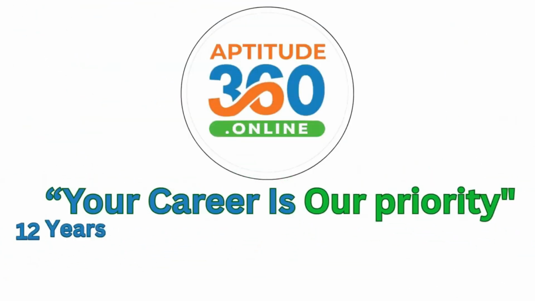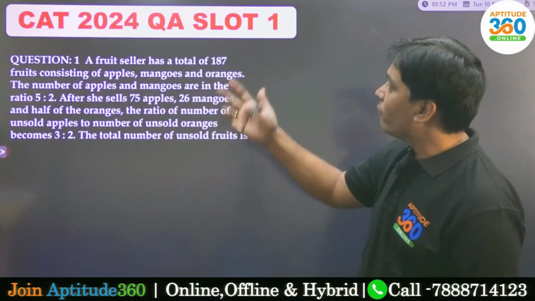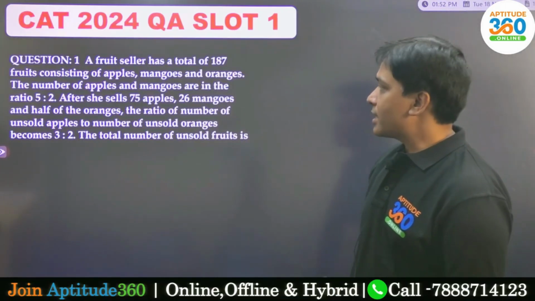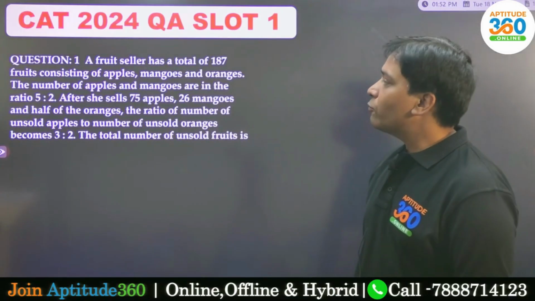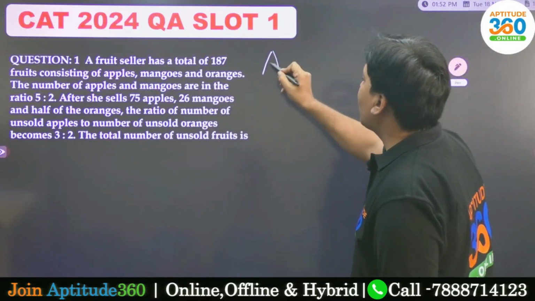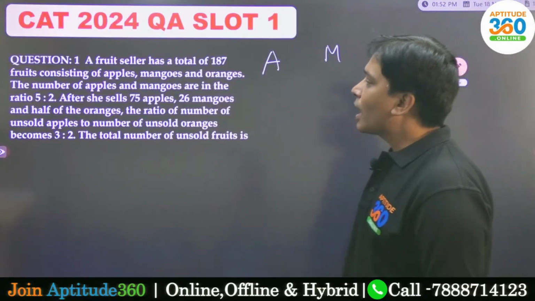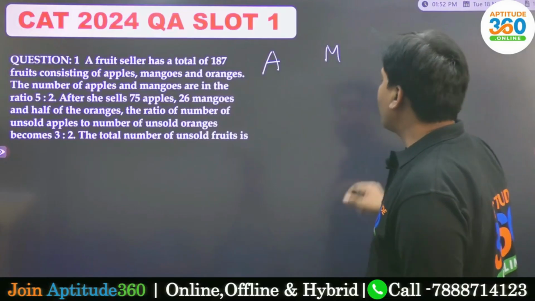So this question was asked in CAT 2024 slot 1 in QA obviously. Let us see this question. It says that a fruit seller has a total of 187 fruits consisting of apples and mangoes and oranges. So apples and mangoes and then oranges, right? The number of apples and mangoes are in the ratio 5:2.